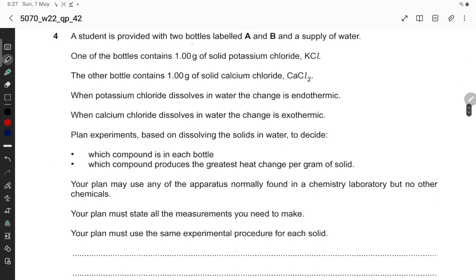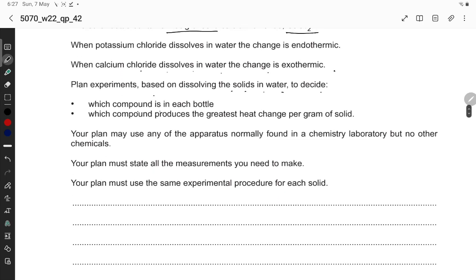A student is provided with two labeled bottles, A and B, and a supply of water. One bottle contains 1 gram of solid potassium chloride, the other bottle 1 gram of calcium chloride. When potassium chloride dissolves in water, the change is endothermic. When calcium chloride dissolves in water, the change is exothermic. Plan an experiment based on dissolving the solids in water to decide which compound is in each bottle.